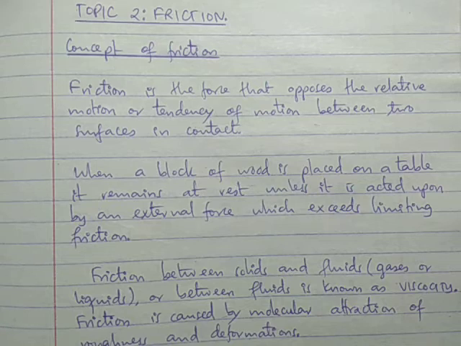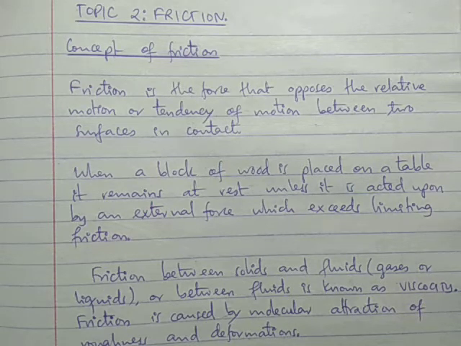Today we are going to start our second topic in Form 3 Physics, and this topic is friction. As we have completed the topic of vectors, I hope every concept is understood and everything is clear about vectors. Now, in friction, first by definition, friction is the force that opposes the relative motion or tendency of motion between two surfaces in contact.